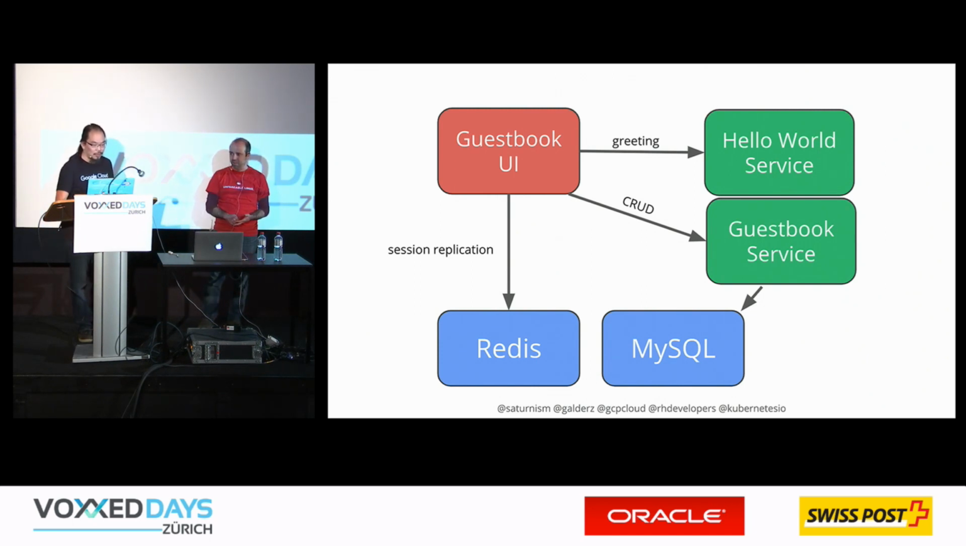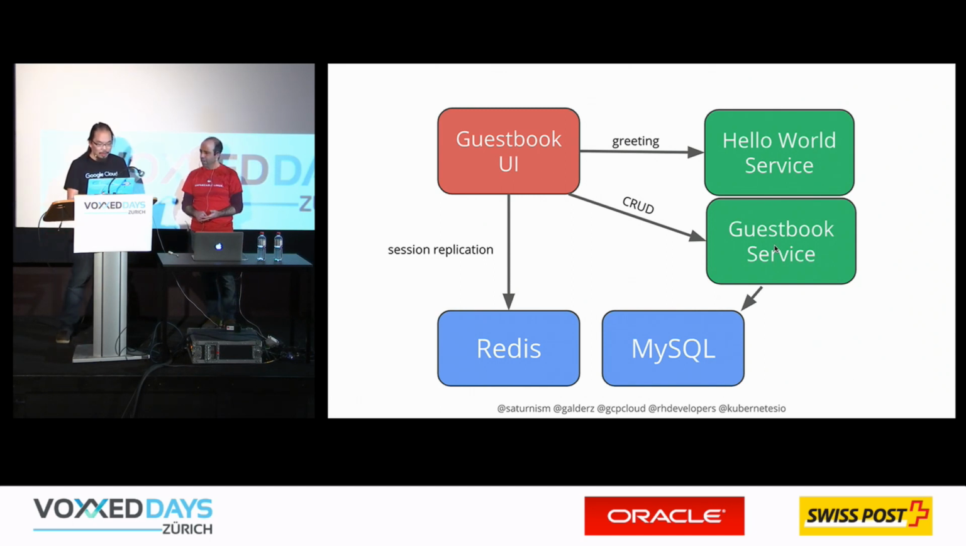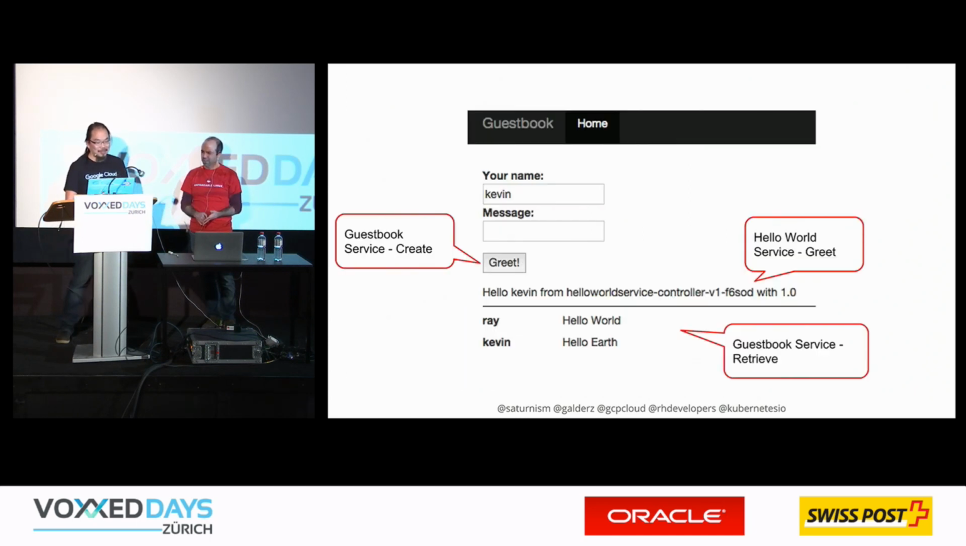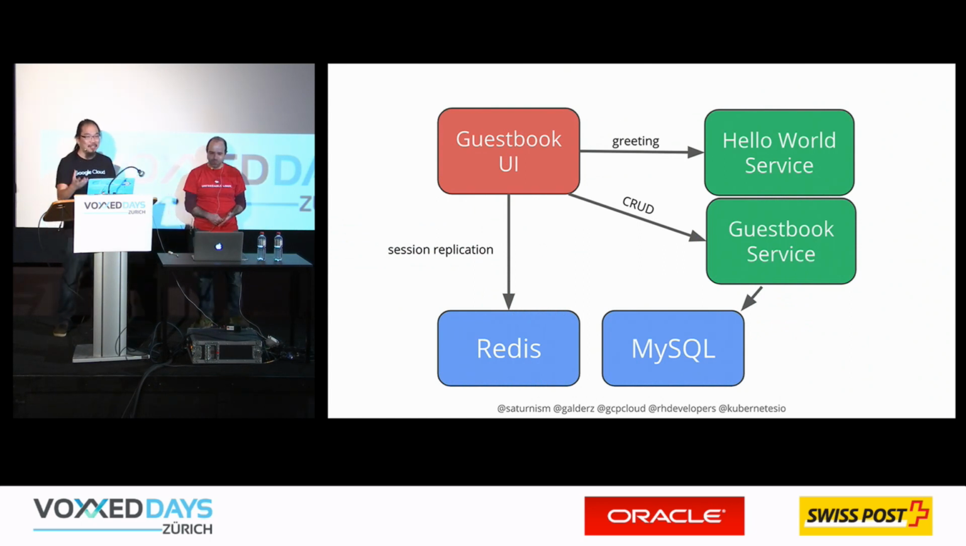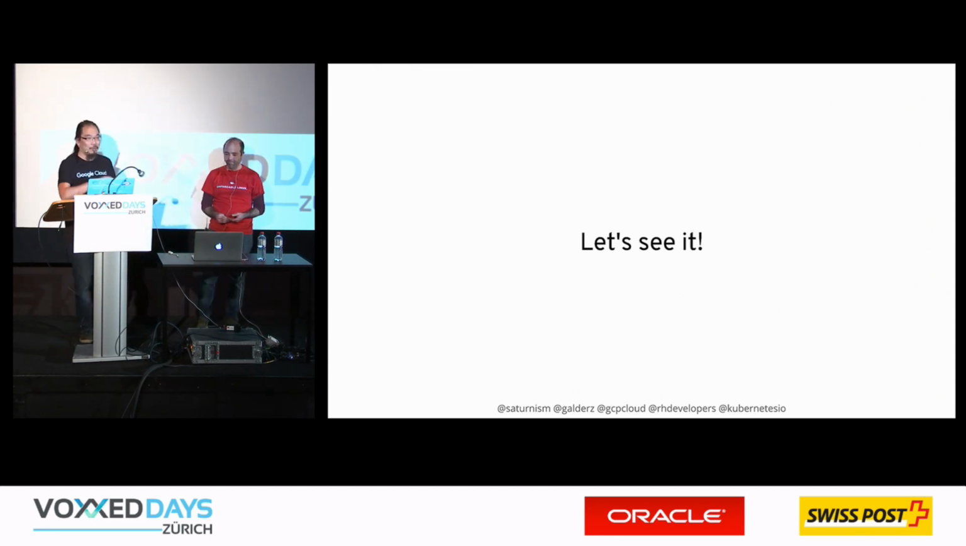So here we have the front end, a UI component, and we have two containers running behind it: the hello world service and a guestbook service. That's a lot of services just for a hello world application, right? Yeah, I know. All it does is say hello to you. But it will help you understand and navigate some of the common problems that you're going to run into with microservices. So rather than going through the details, why don't we just take a look?